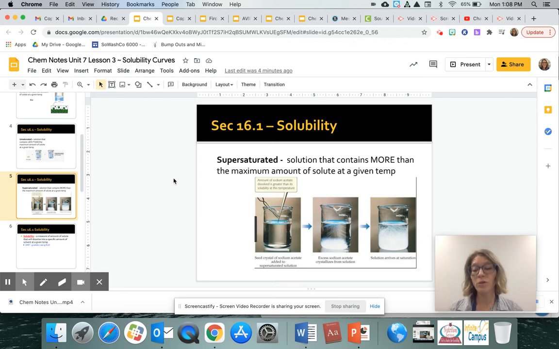And then the last term is supersaturated. So supersaturated means the solution contains more than the maximum amount at a given temperature. So like if you were going to make homemade syrup or homemade caramels, you have to heat up the solution to get all of that sugar to dissolve. So that's a supersaturated solution. If you have a sucker or a lollipop, they have to heat up the solution to get all of that sugar to dissolve. And then once it cools back down, usually those supersaturated solutions will easily crystallize because they contain so much solute that they'll just crystallize.